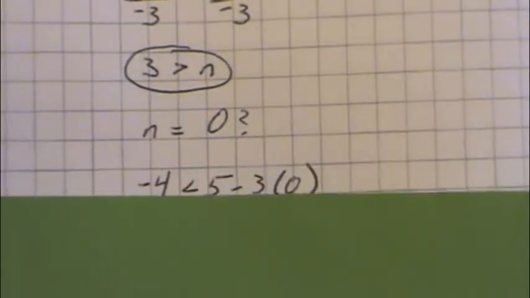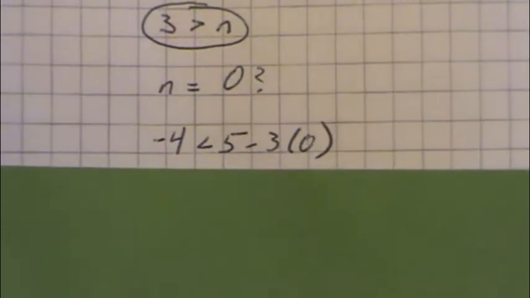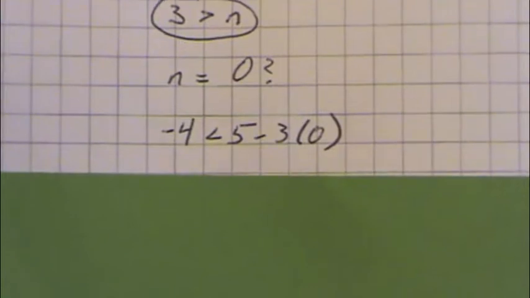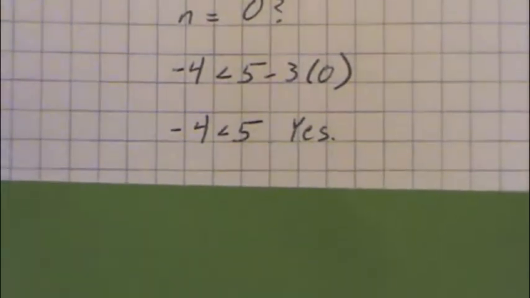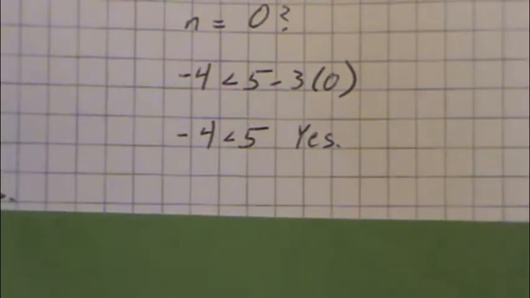So any number less than 3 should work. What happens if n's equal to 0? 0 is easy to work with. Is negative 4 less than 5 minus 3 times 0? Only on days ending with y.